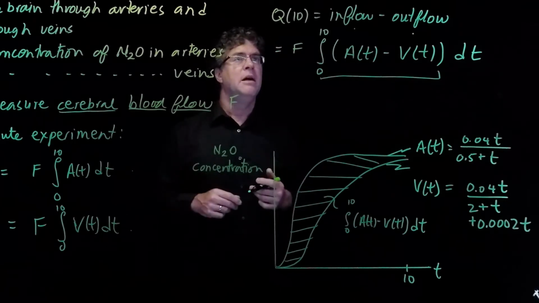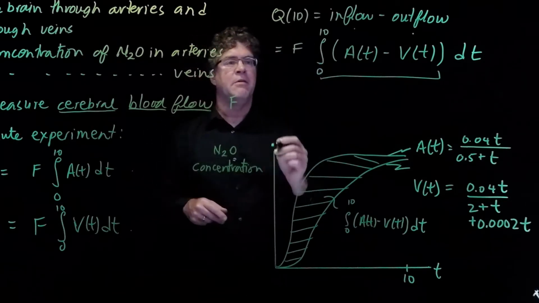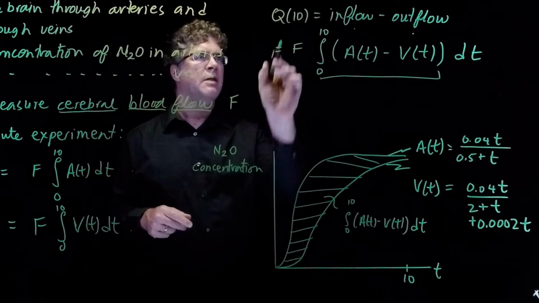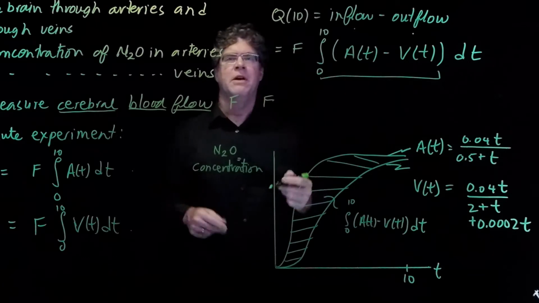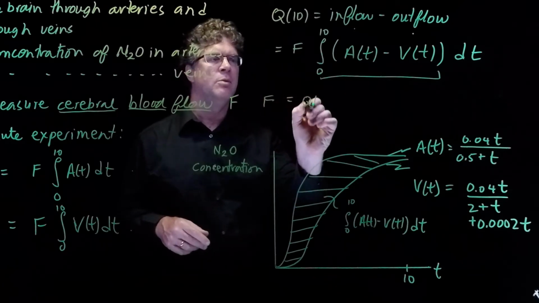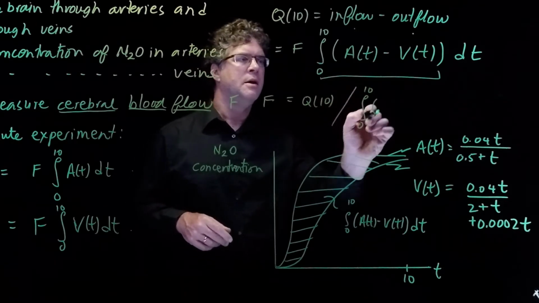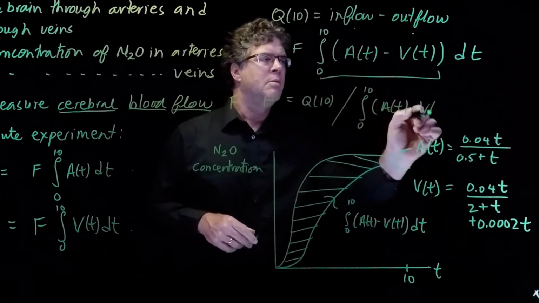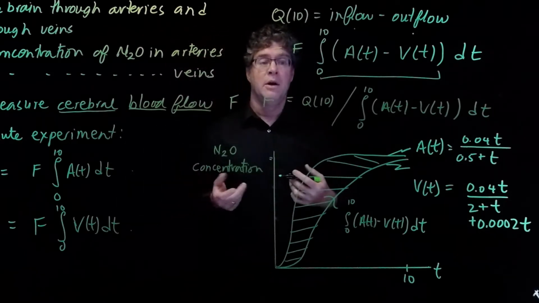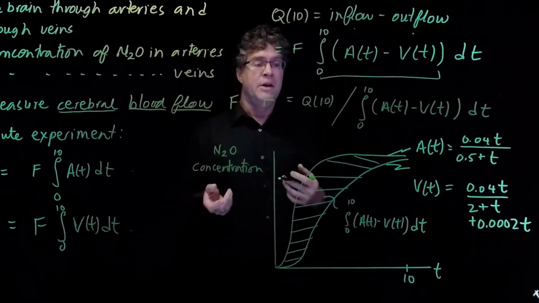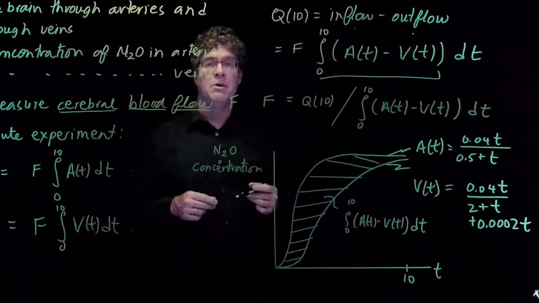And finally, if we know this area here and we know Q10, then we can solve this for the flow rate f. So taking this equation, that Q10 is equal to f times the integral, we rearrange it to solve for f. And so now f is going to be Q10 divided by the integral from 0 to 10 of A of t minus V of t dt. And so now at this point, what remains in calculating f is to calculate the area shown with the shading right here. And that's what we'll do next.